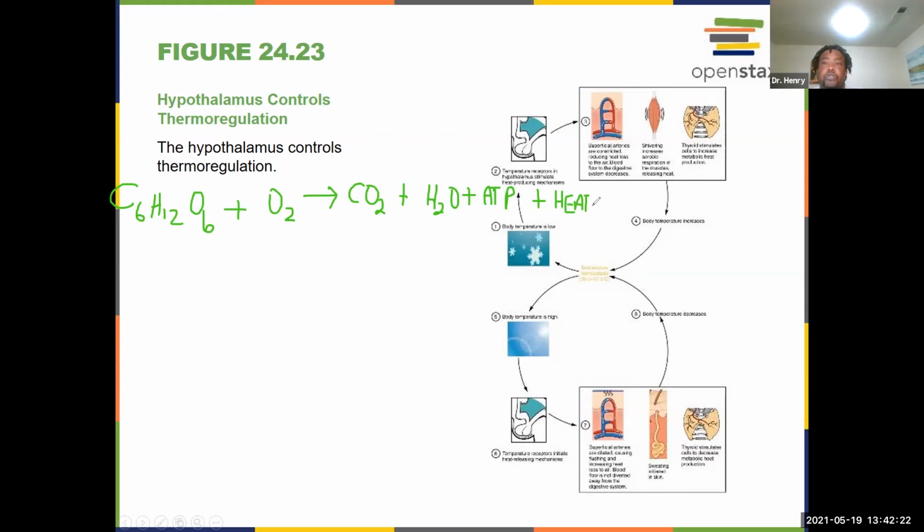Okay, so your muscles are going to start doing this. They're going to go through the process where they're going to start utilizing that glycogen to make your glucose. That glucose is then going to be processed for cellular respiration. You're going to get ATP, energy, and you're going to get heat generated.